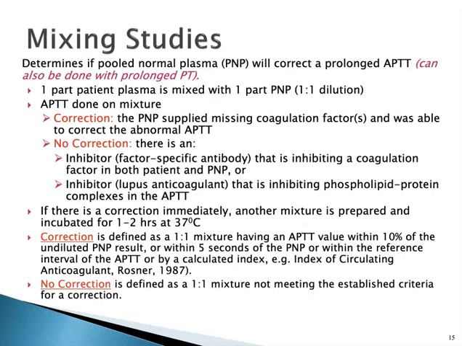So your patient plasma, 500 microliters, add that to pooled normal plasma, 500 microliters. Then do an APTT on the 1-to-1 mixture. When you do the APTT, you figure out whether or not your APTT was corrected or not corrected. And here are the definitions, right? So if there is a correction, meaning the time to clot gets shortened, then that means that the PNP supplied the missing coagulation factors and was able to correct the abnormal APTT.